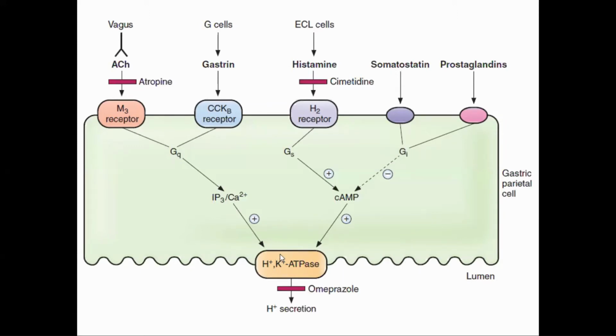The tubular vesicles consist of the hydrogen potassium ATPase. These hydrogen potassium ATPase are found in the internalized form in the tubular vesicles. When the calcium level is increased, calcium causes the fusion of the tubular vesicles into the apical membrane of the parietal cell.